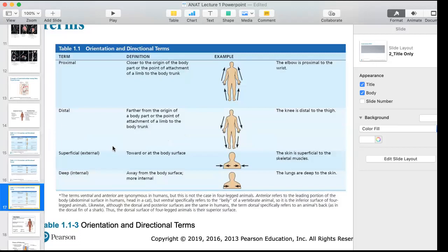Next is proximal. When we say proximal, this means that it is closer to the origin of the body. One example is that the elbow is proximal to the wrist, because it's closer to the point of origin. I know that's kind of confusing, but we use this term well for muscles. For muscles we have an origin where it starts from and an insertion where it ends.